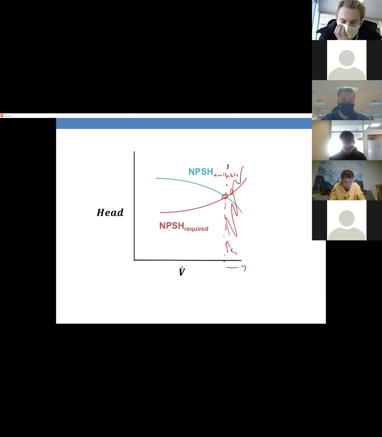Because in this whole area at the higher flow rate, the NPSH you need, which is the red line, is going to be more than the NPSH you have, which is the blue line. So what that point represents is the maximum flow rate without cavitation.